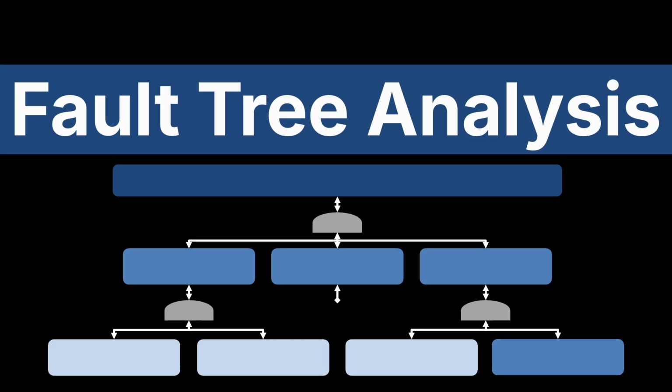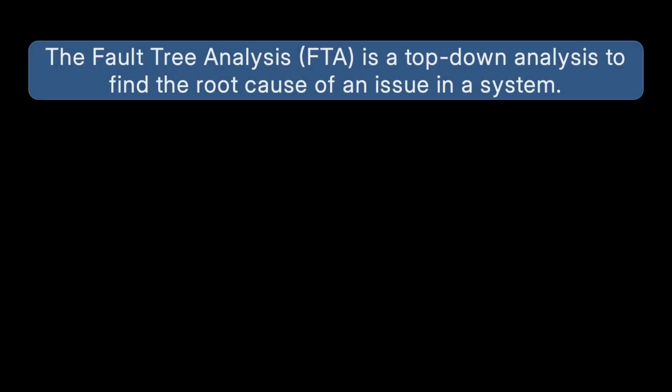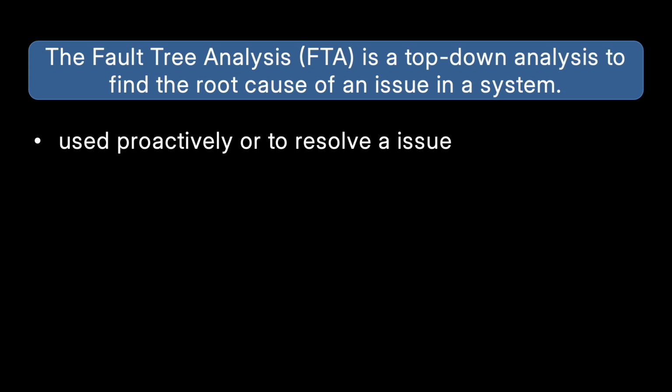This video is about fault tree analysis, which can be very helpful for risk management and failure analysis. Fault tree analysis, or FTA for short, is a top-down analysis method used to understand how failures propagate within a system by finding the root cause. It provides a structured approach to identify potential failure paths and assess risks. FTA can be used to analyze an issue at hand to fix potential problems, and it can also be used proactively in advance to improve system reliability.